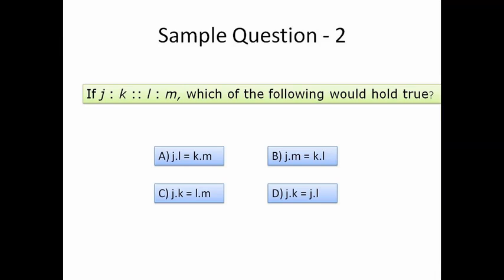Here's a sample question from a higher grade. In this similar question, it states that if J is to K as L is to M, which of the following would hold true? Option A says that J into L is equal to K into M. Option B says that J into M is equal to K into L. Option C says that J into K is equal to L into M. And option D says that J into K is equal to J into L.